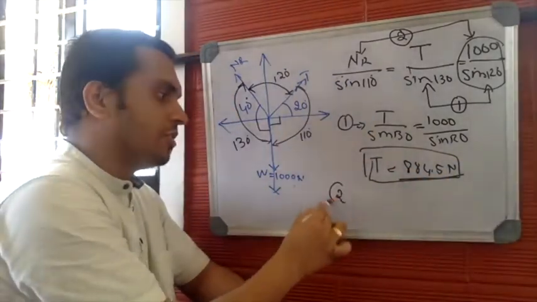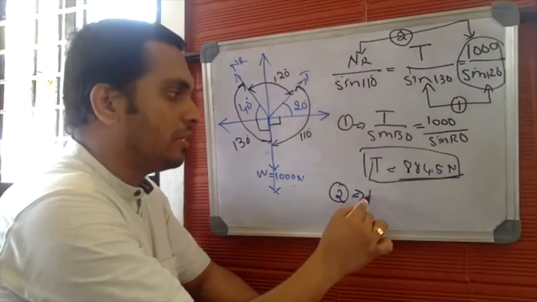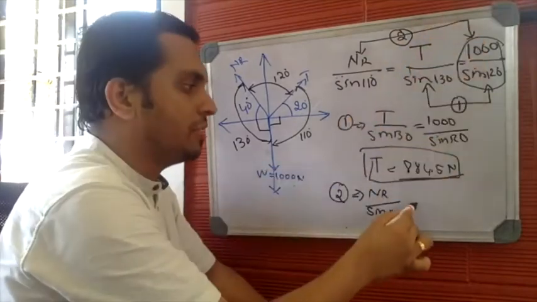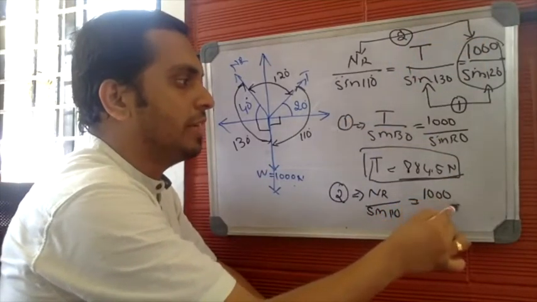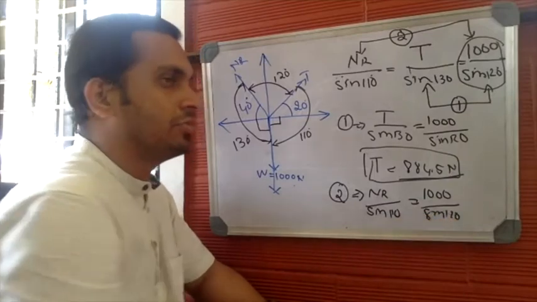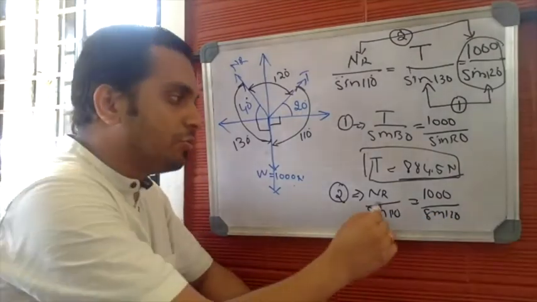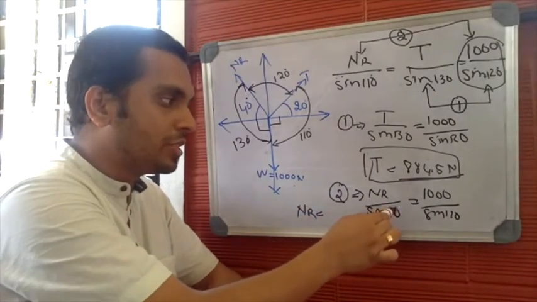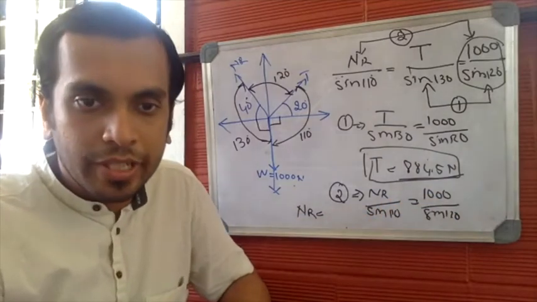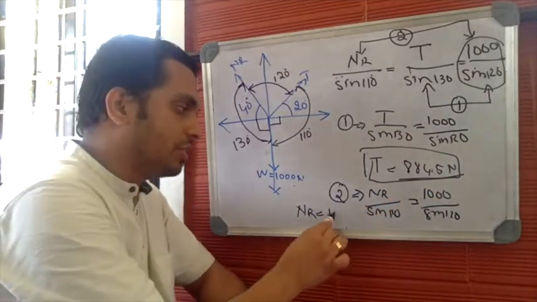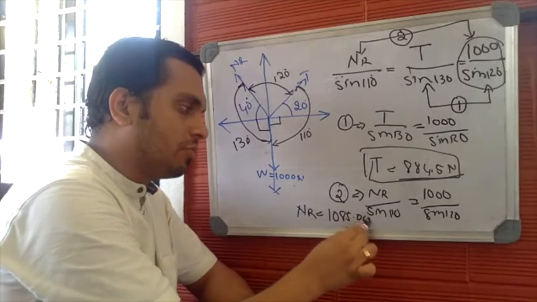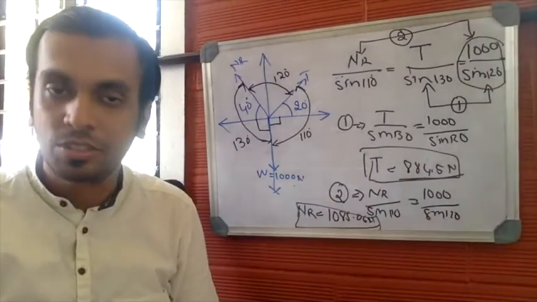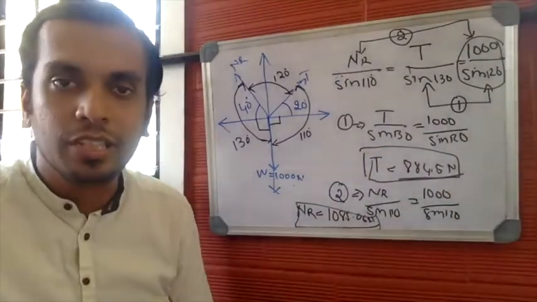So using the second equation, normal reaction NR divided by sine 110 is equated to the known term, 1000 by sine 120. NR is the only unknown here. Using this, you can find the value of normal reaction. Normal reaction will be 1000 into sine 110 divided by sine 120, which will be 1085.06 Newton. So this is the normal reaction. You got both the unknown forces as per the given question.